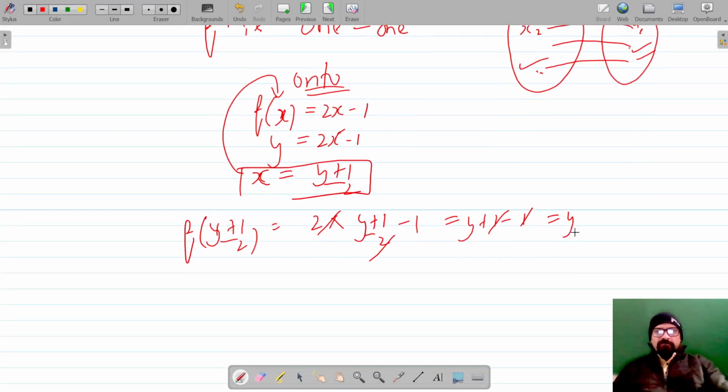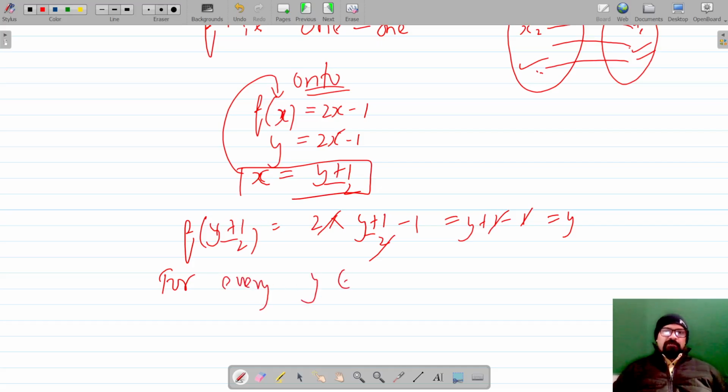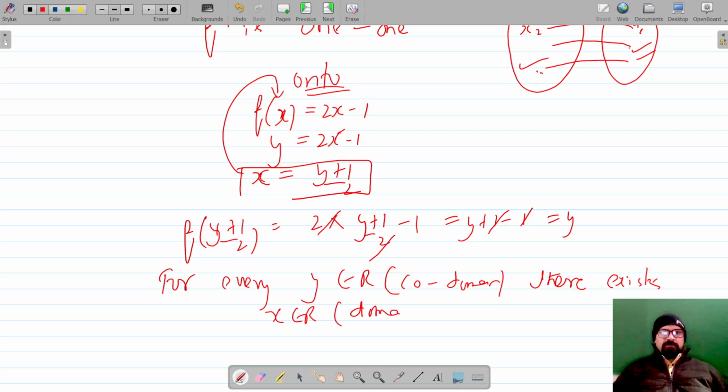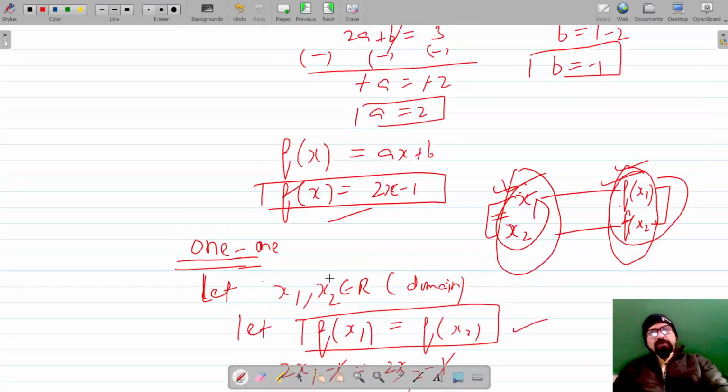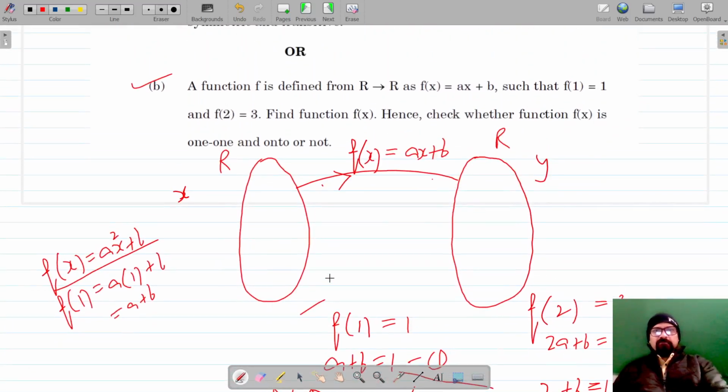So that means for every y that belongs to R, that is the codomain, there exists x that belongs to R, that is the domain, such that f of x is equal to y. So that means the function is onto. So this function is one-one, and this function is onto.